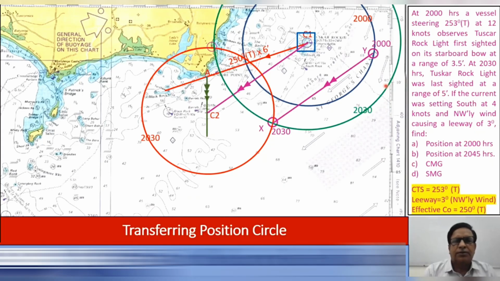So therefore, this point Y is the 2000 hours position circle, X is the 2030 position circle, XY is the CMG, and distance XY is the distance made good in half an hour. Double it up to get the speed made good. I hope with these examples, the concept of transfer of position circle is pretty clear to us. And this is where it comes. That means this position is ruled out, which is 180 degrees into 2 miles.